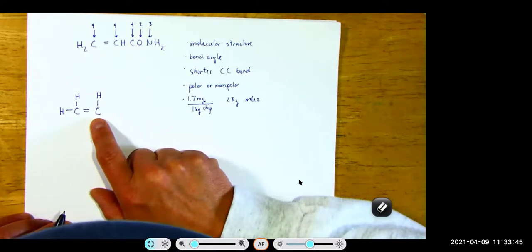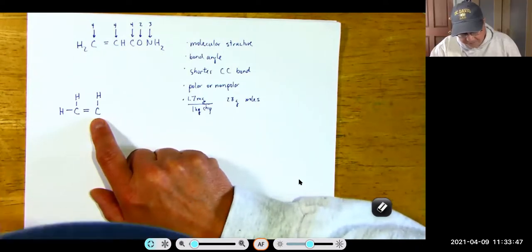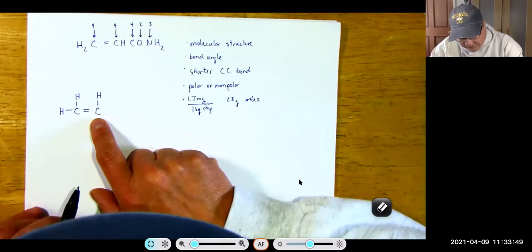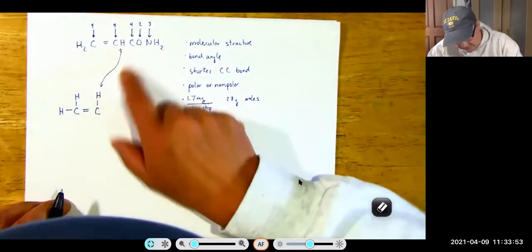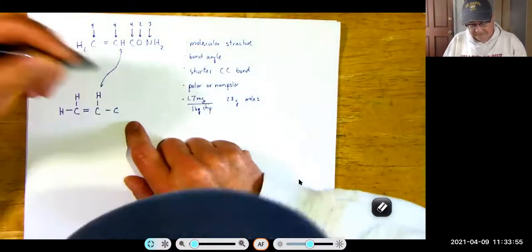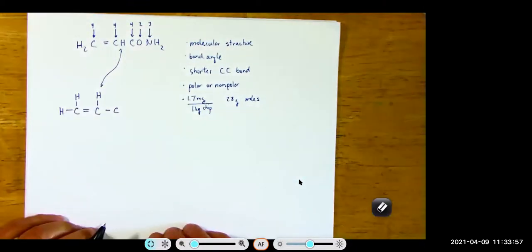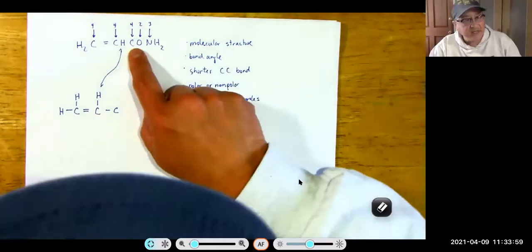Bonds, yeah, 3. I want 4, right? So I've used this hydrogen, and now I'm thinking, well, what if I bond it to that carbon? Well, that works out great. Now, this is the little tricky one, and here's the trick.